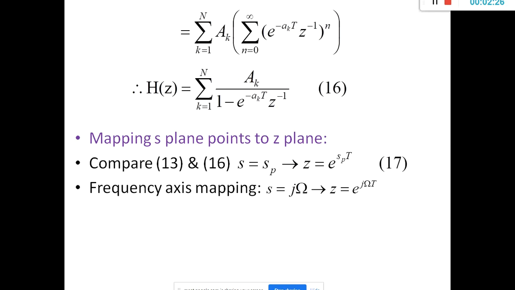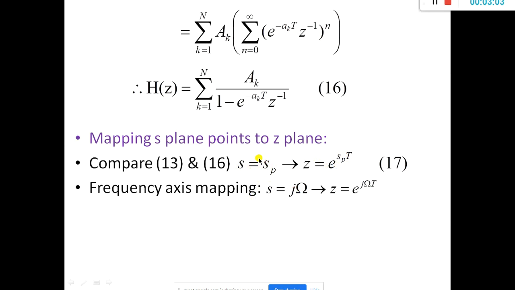Now we are supposed to map this from the s plane to the z plane. So in the s plane, this basic equation was H of s equal to a_k divided by s plus a_k, right? So a_k is nothing but a pole. We understood that that is the point where the pole lies, so we call it s_p. And here z is equal to e to the power of s_p into T. So that is how we map from the s plane to the z plane.